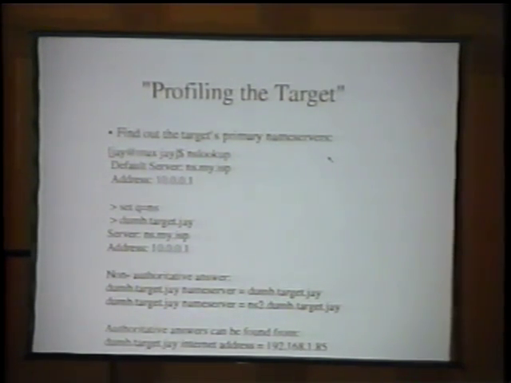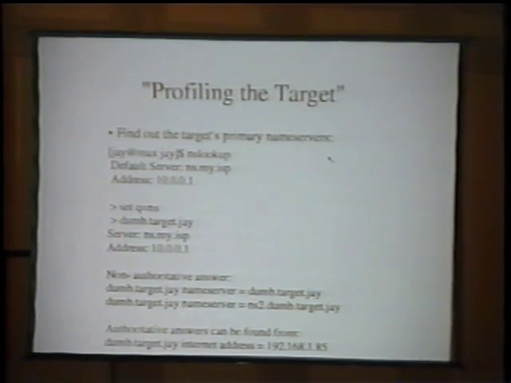Okay, so what are we going to do first? Let's just try to find out how much we can find out about the average target. And I've used two examples. One's the domain dumbtarget.j, because I figured nobody could sue me for using that one. And the other will be bastionlinux.org, because again, nobody can sue me for that one.